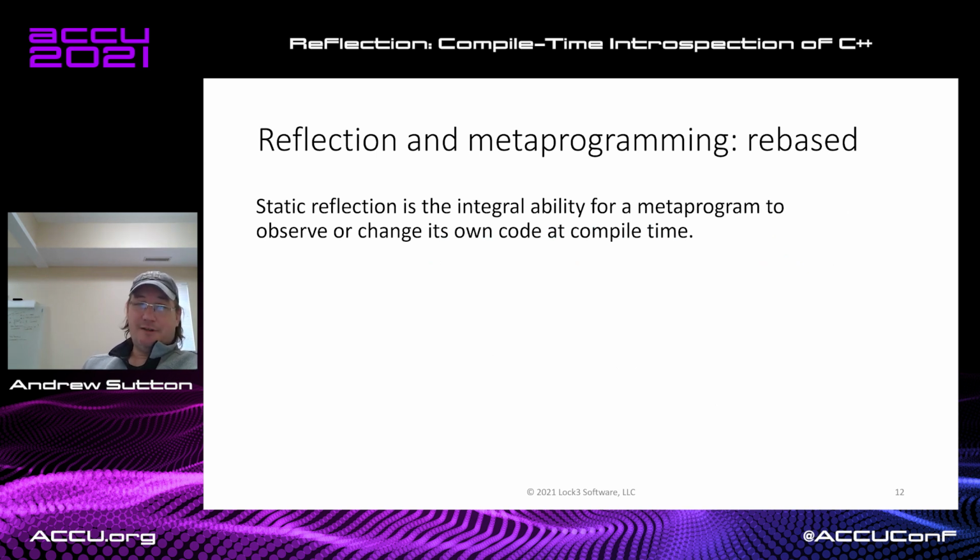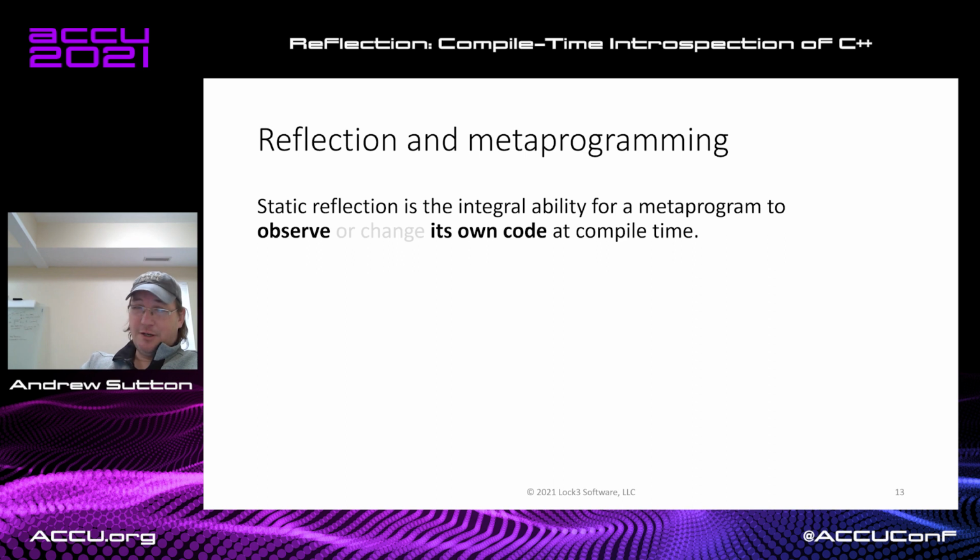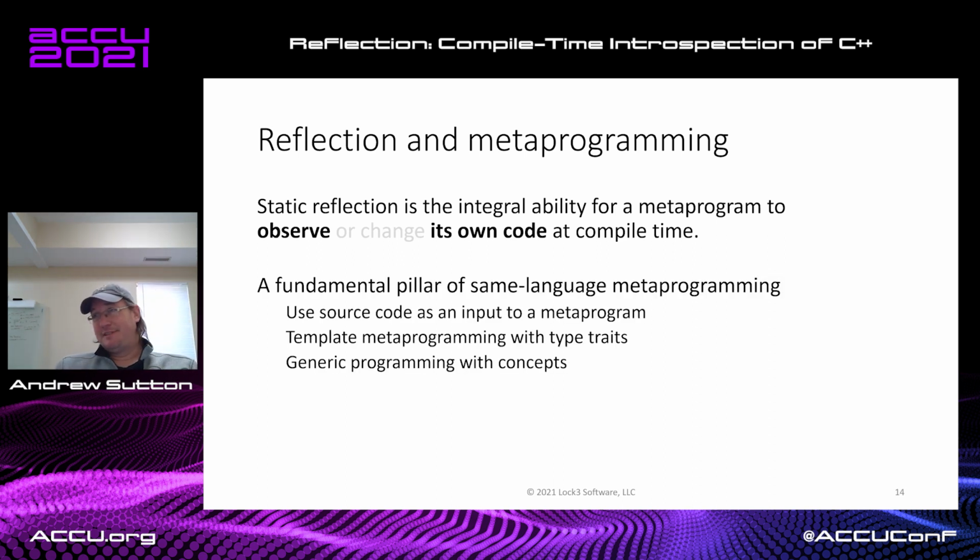So we're going to rebase our definition. Static reflection is the integral ability for a metaprogram to observe or change its own code at compile time. This is a pretty concise definition, but let's consider the two different aspects of observing and changing. So observing code is pretty important. This is one of the fundamental pillars of same language metaprogramming, and I'm restricting this to same language, meaning that we're not writing external programs that read C++ and then generate code for us. We're writing programs in C++ in the same translation unit that operate on code that came before that, essentially.